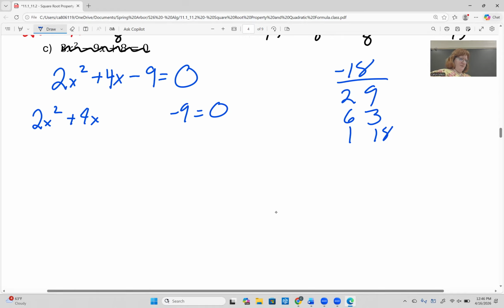We did something if there was a number in front of the x squared. Factor out the GCF between those two terms. So it's not fully the GCF, it's just the 2, but it is that same idea. So when I factor out a 2 from x squared plus 4x, I get x squared plus, what is 4x divided by 2? 2x. And I have my -9. All right. Now what's in my parentheses is something I can complete the square on.